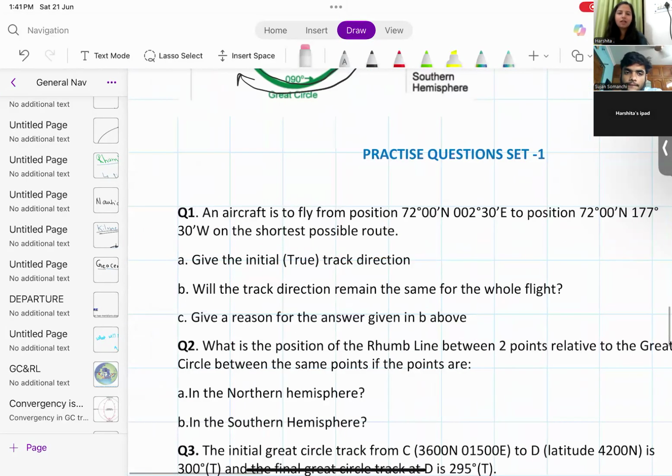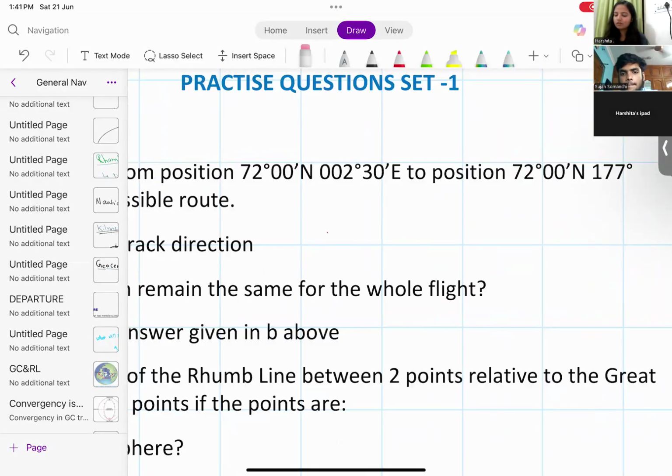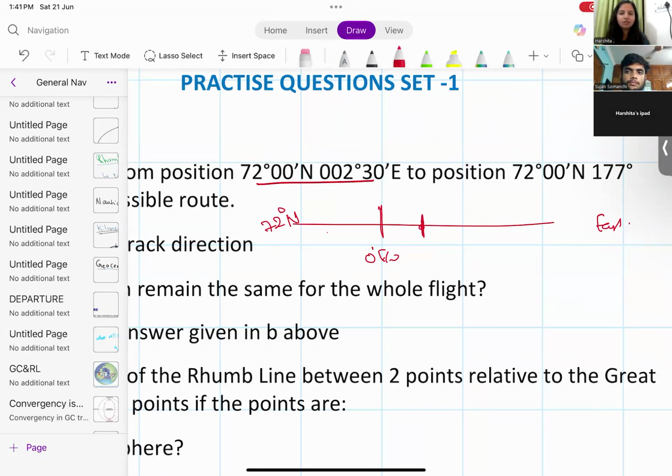Now you know what the diagram for this question is. Give the initial true track direction. You are going from this point, right? Yes, ma'am. This is 0 degrees east or west. This is a latitude of 72 degrees in the northern direction, in the northern hemisphere. This is the eastern direction. This is our point A, 2 degrees 30 minutes east, right?